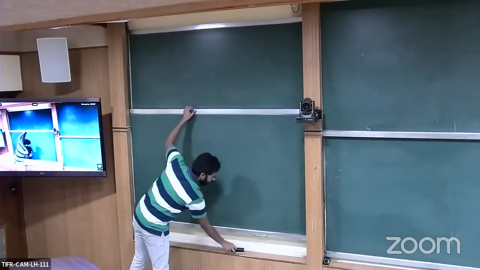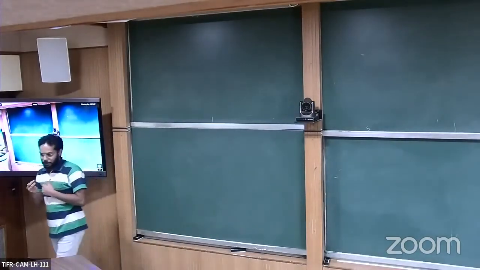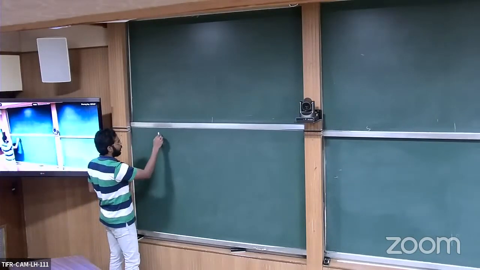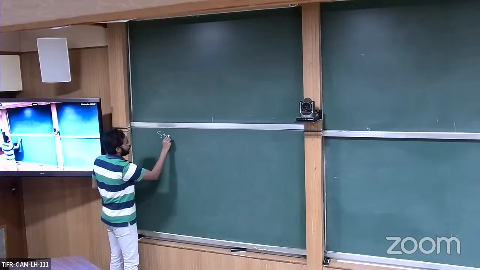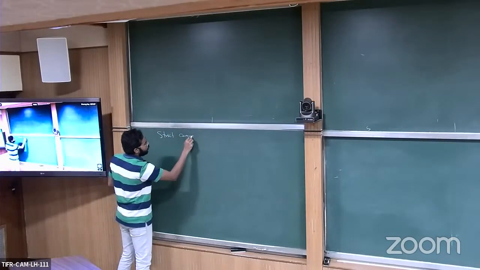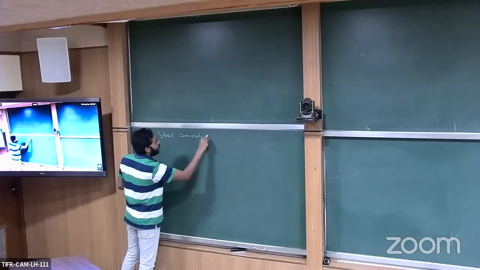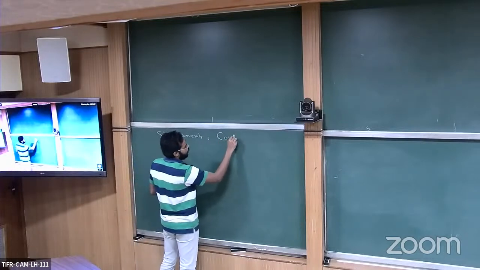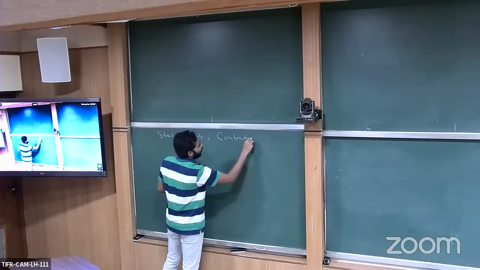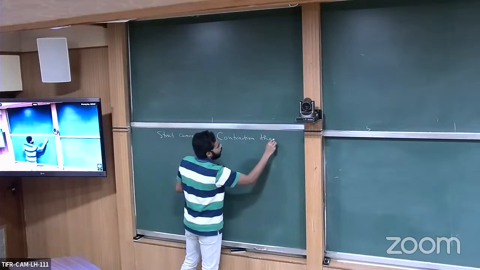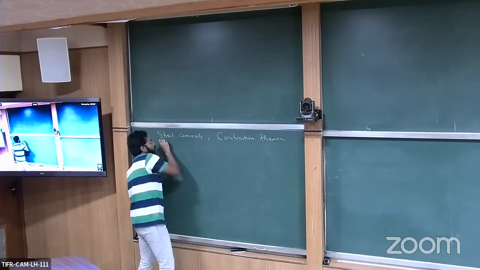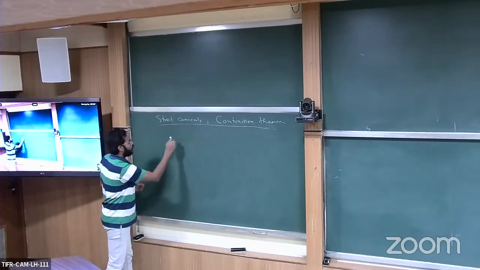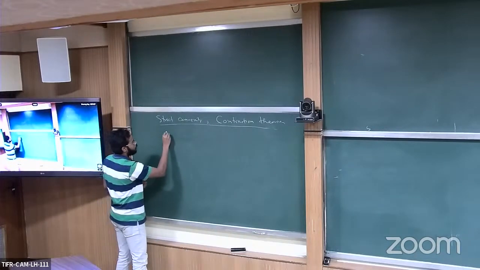Okay, so today I'm talking about mainly two different things. The first one, which we started yesterday, is strict convexity. The second one is Caffarelli's contraction theorem. These are the two things I'll be talking about. So let us try to recall our set of assumptions.